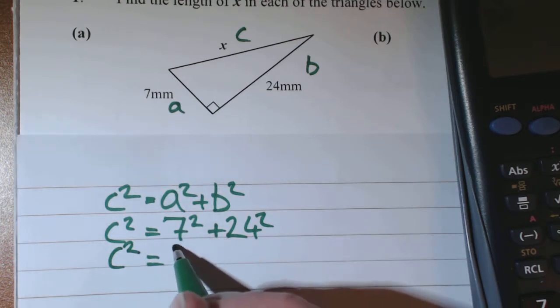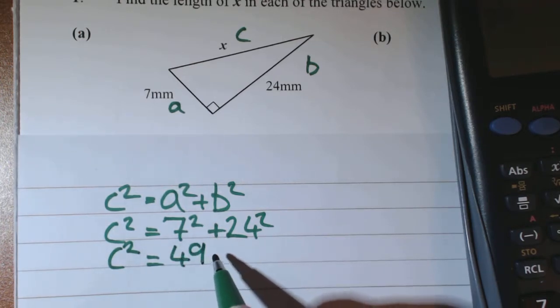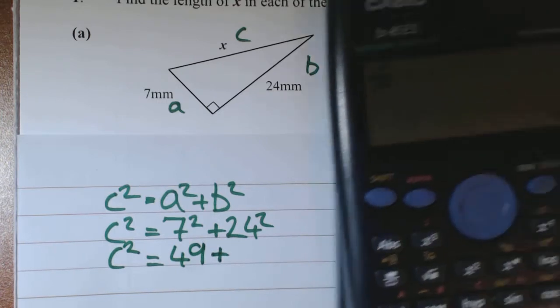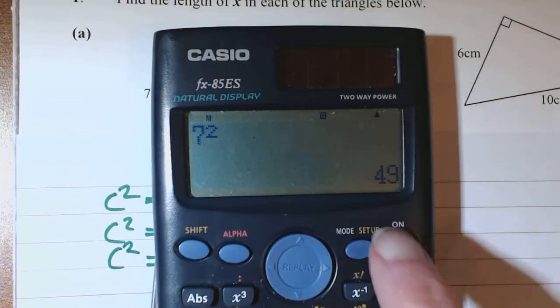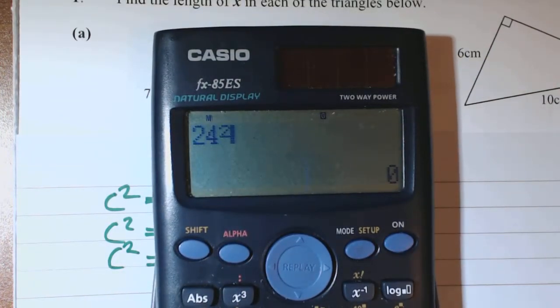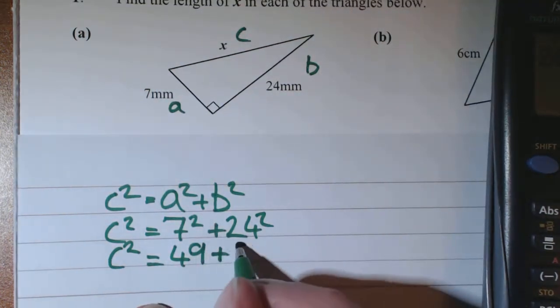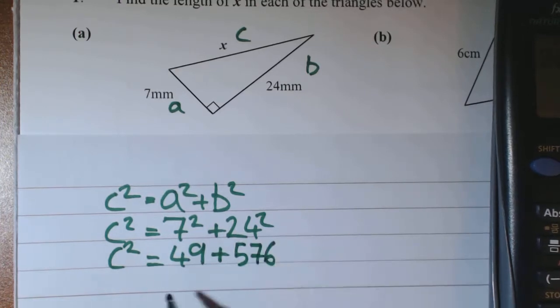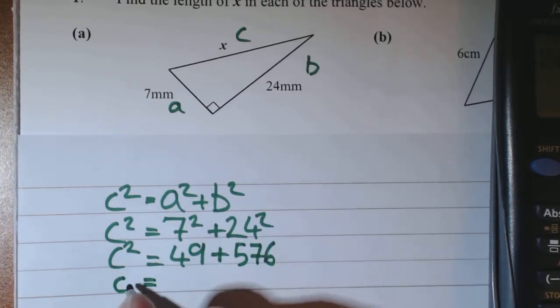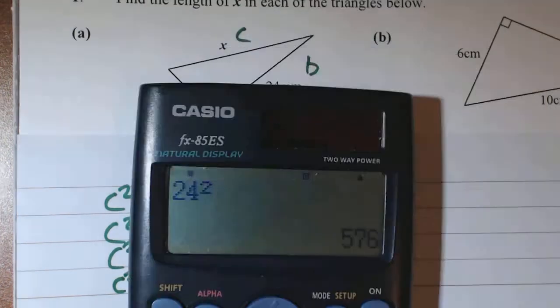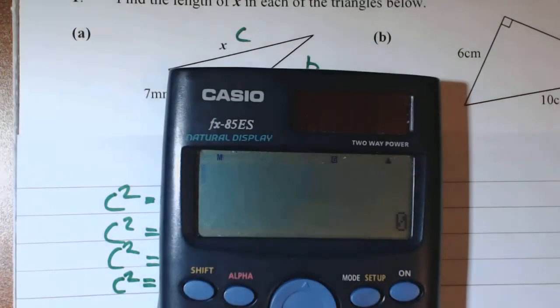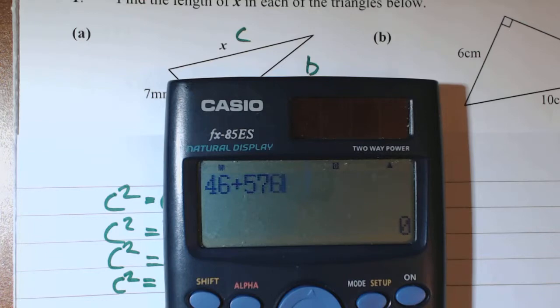So we've got C squared equals 49 plus 24 squared, that's 576. Now there seems to be a bit of a lag with this video. So C squared equals 49 plus 576, which is 625.